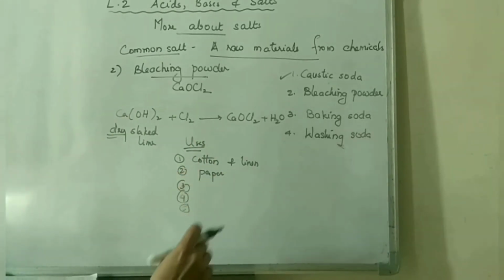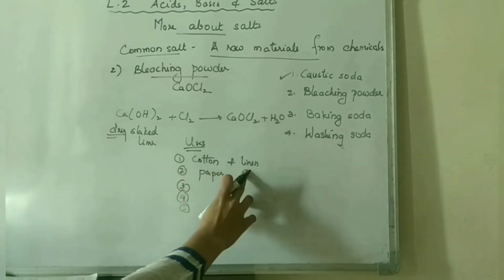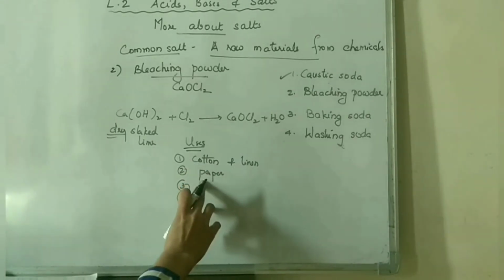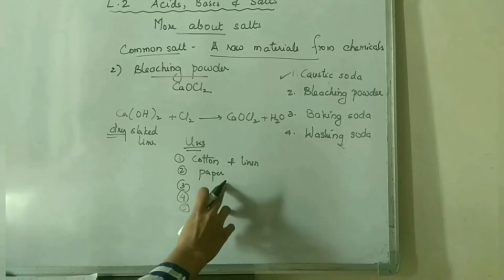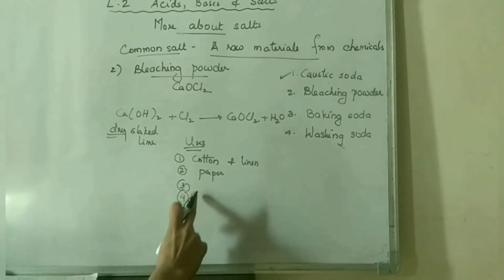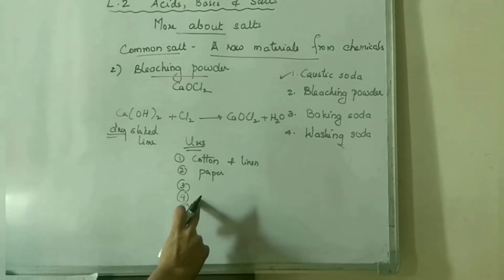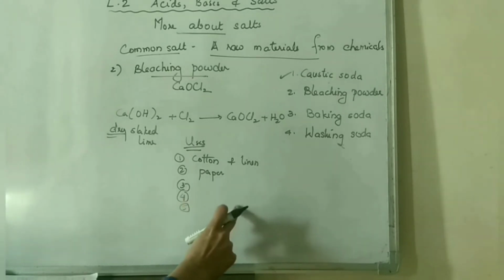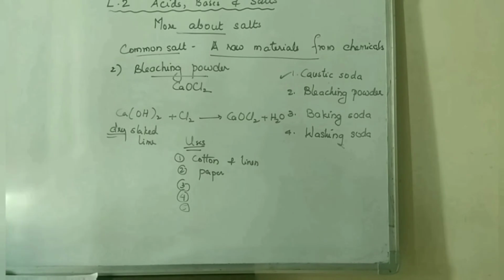First one, for bleaching cotton and linen in the textile industry. Next one, for bleaching the wood pulp in the paper industry. And the third one, it is a good oxidizing agent. Fourth one, disinfecting drinking water to make it free from germs. And the fifth one, bleaching washing clothes in laundry.